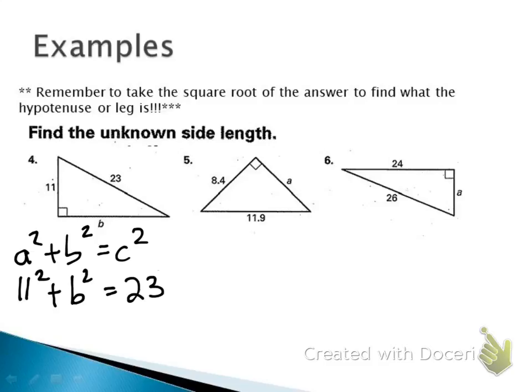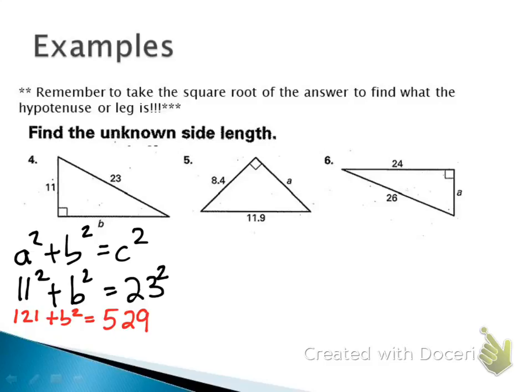23. Good. If you do not put the longest side as your c, you are going to get this wrong. So make sure your hypotenuse is always your c. It's key. Hey, that rhymes. All right, what is 11 squared? 121 plus b squared equals, what's 23 squared? 529.